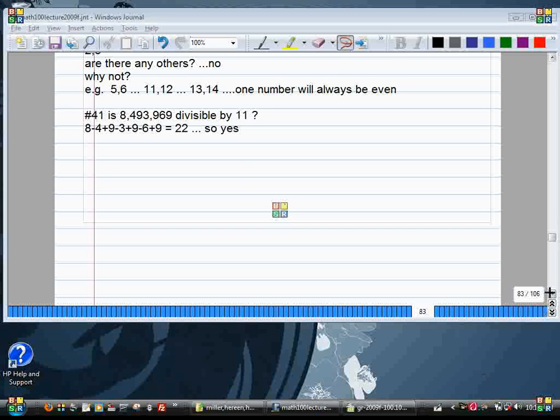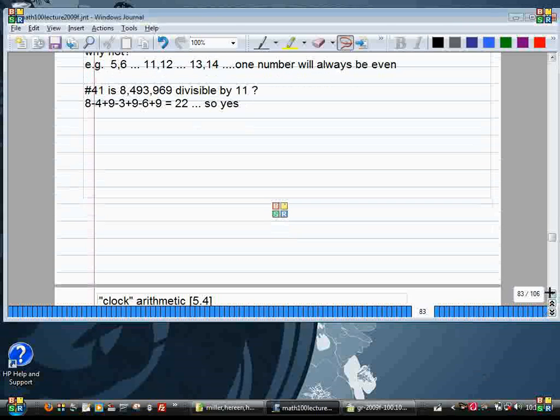Okay. So we're going to talk about two things today. First thing we're going to talk about is what we will initially describe as clock arithmetic. I'll give you the proper math name later. But here's why we're starting here.